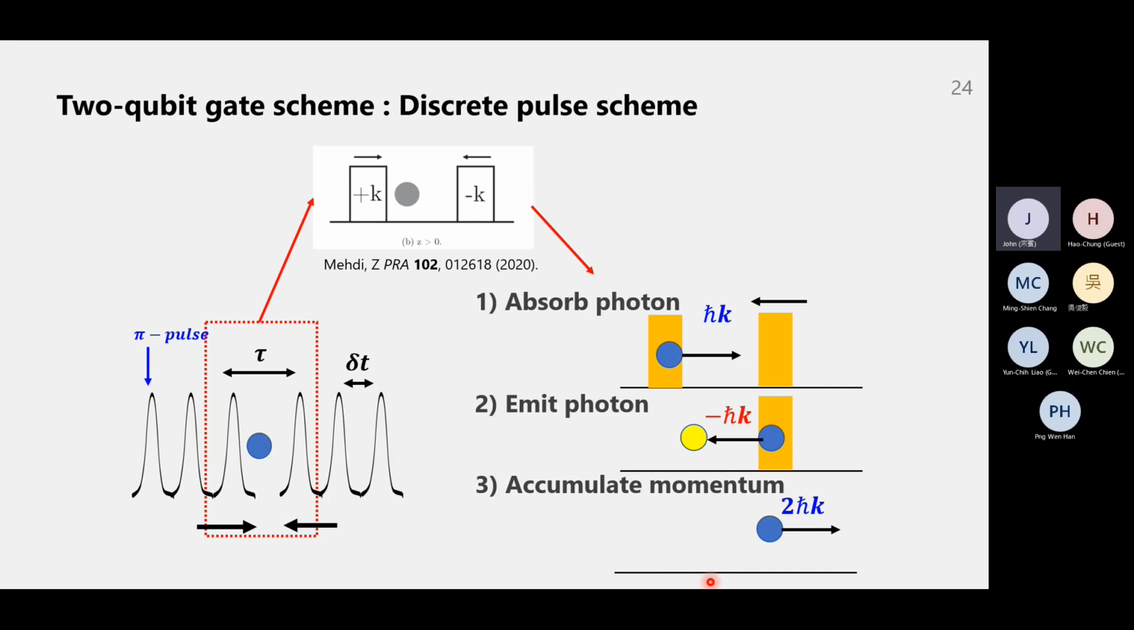Okay. So if you want to accumulate negative forces, the only thing we need to do is arrange it in the opposite manner, like the negative k pulses will hit the ion first, followed by the positive k pulses.